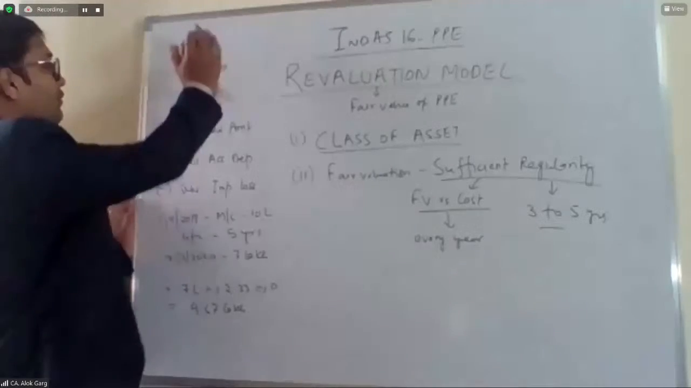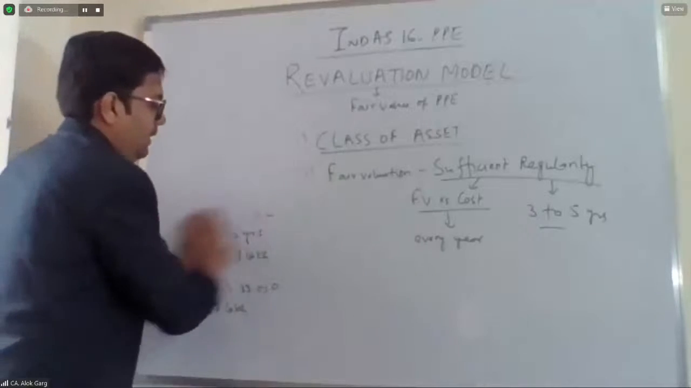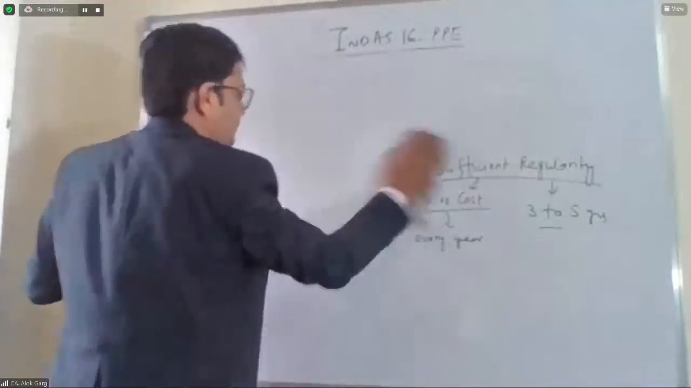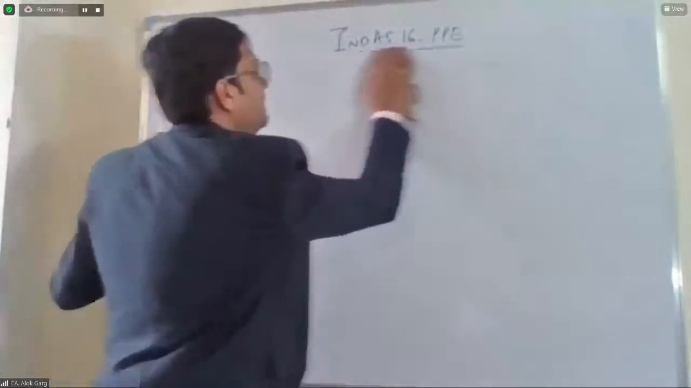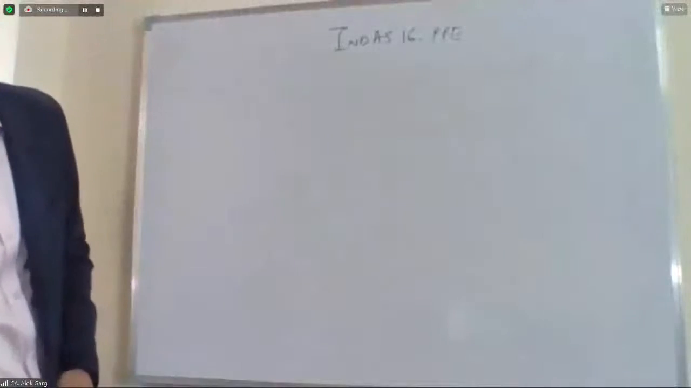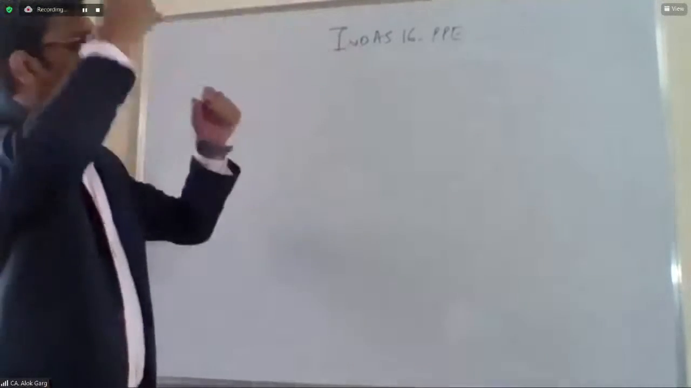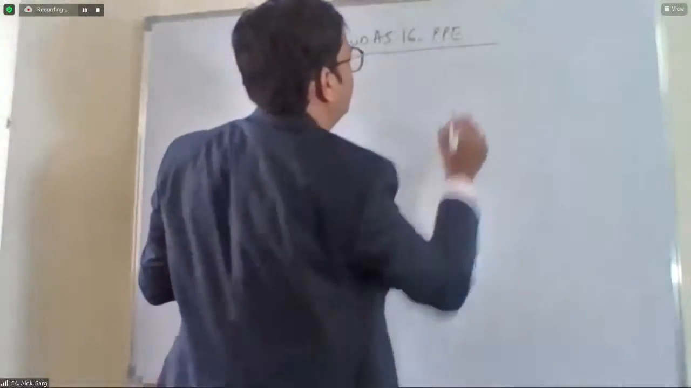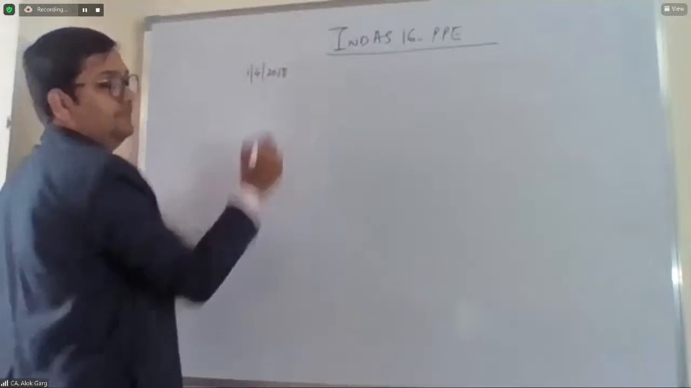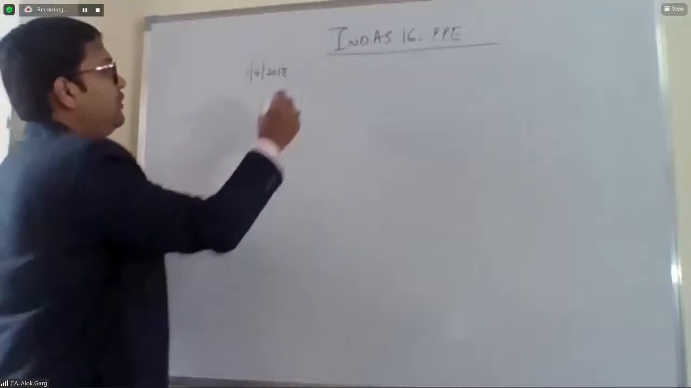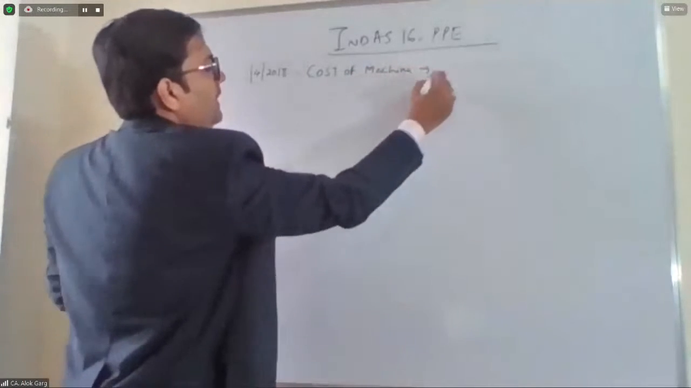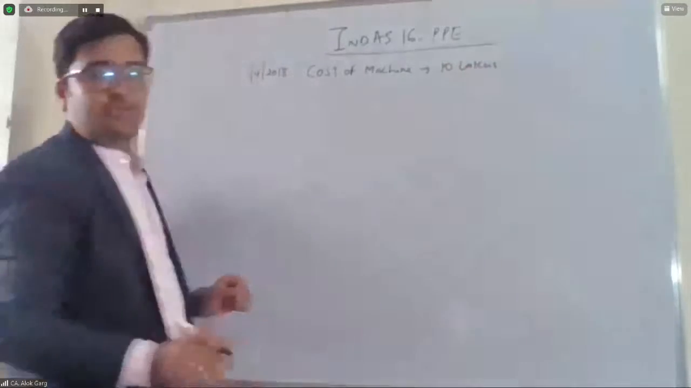I'm removing all this stuff which is there on the whiteboard. Please listen carefully. For example, on 1st April 2018, the cost of machine is 10 lakhs.